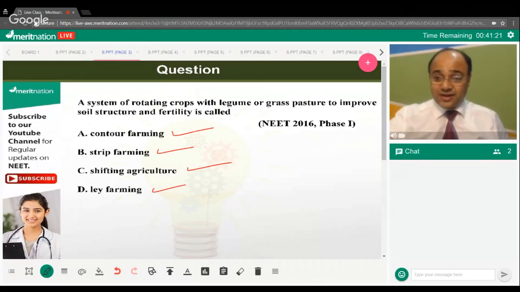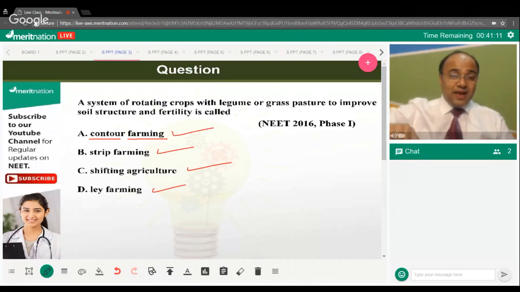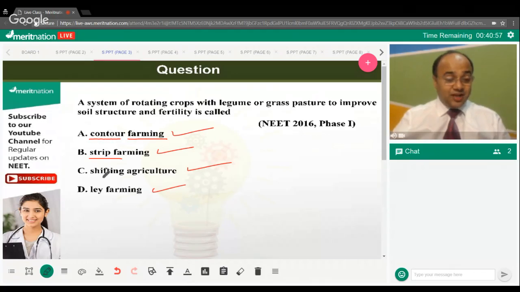Anyways, over here, the correct answer for this question will not be the option A. Contour farming is farming basically on the slopes, right? And farming in the same pattern as is the pattern of the slope design. Strip farming, just cutting off something and farming over there is strip farming. Shifting agriculture, the agricultural land is being shifted every now and then, right? It is a kind of crop rotation, and such a kind of crop rotation where a legume or a grass pasture is grown during the off season is termed as lay farming, right? So it is lay farming over here. I hope this is clear to everyone.